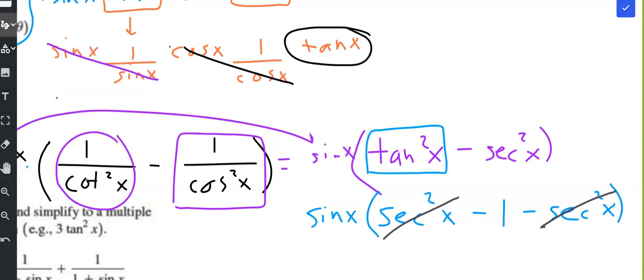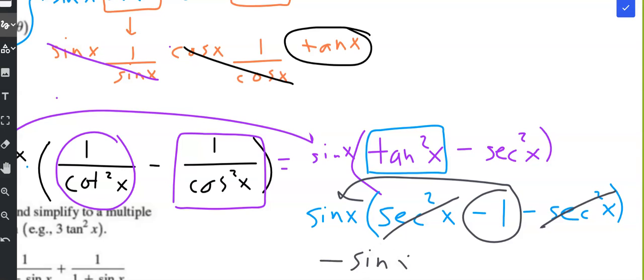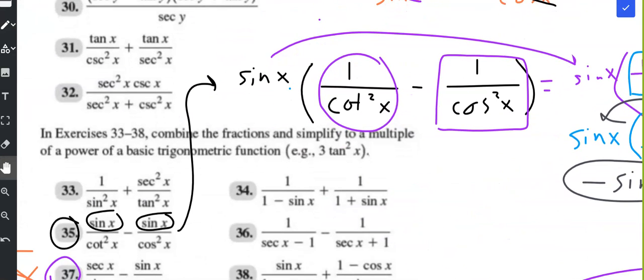You see how those two cancel out? So we have negative 1 times sine x, which is just written as negative sine x. Does that make sense? Okay, so that was number 35.